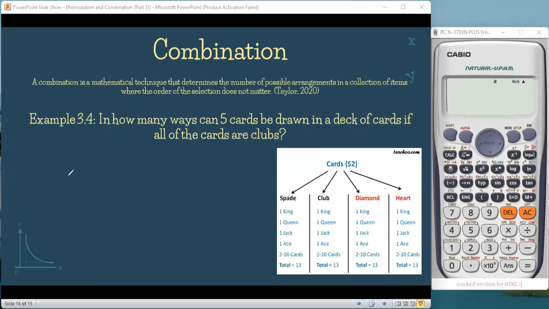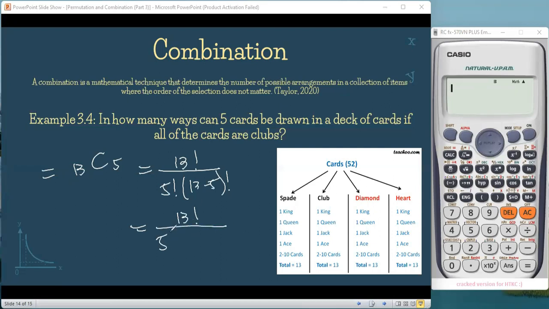So for our second to the last example, in how many ways can 5 cards be drawn in a deck of cards if all of the cards are clubs? So first, how many clubs are there in a deck of cards? So we have 13 clubs. So that will give us the combination of 13 taken 5 at a time. Bakit nga po 5? Kasi po yung kailangan nating cards ay 5 dito po sa problem. So that is 13 factorial all over 5 factorial, 13 minus 5, that is 8 factorial.